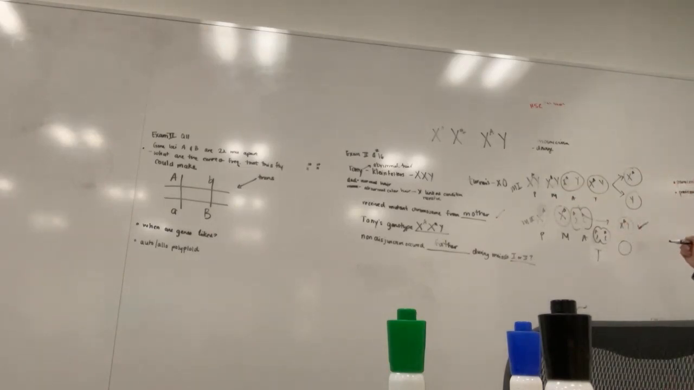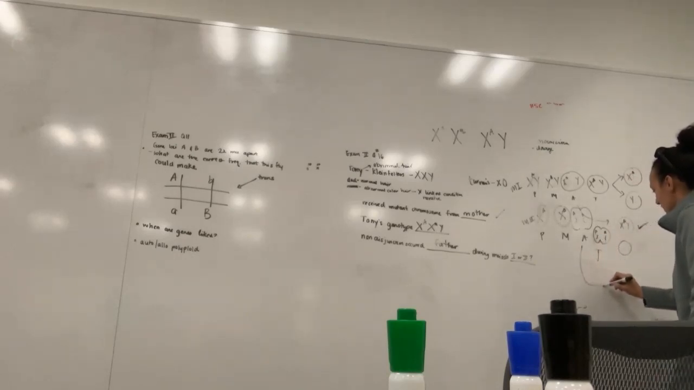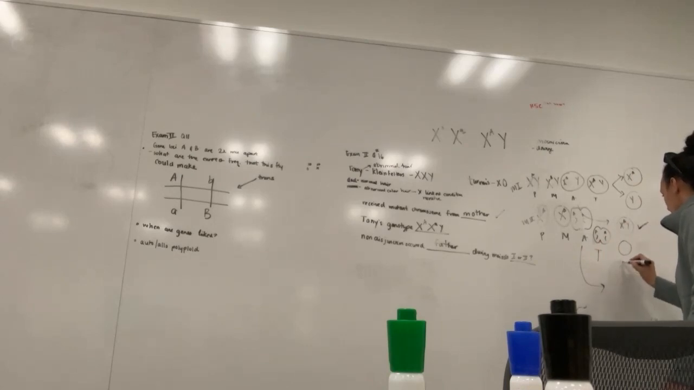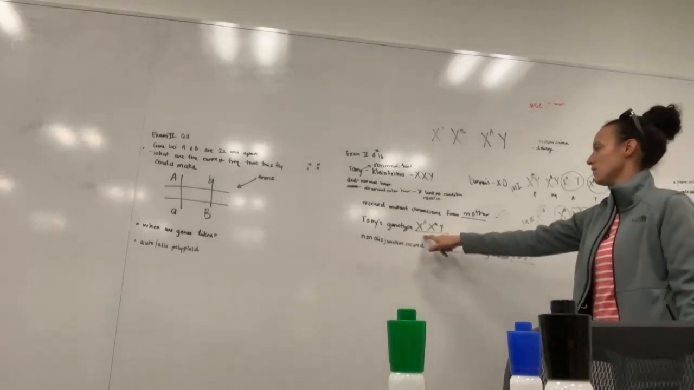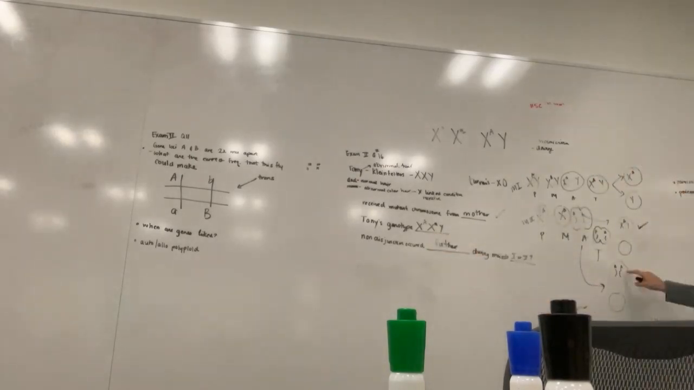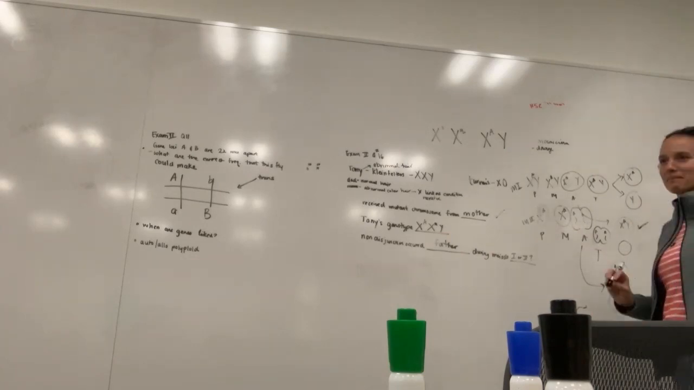But let's say we had non-disjunction occur at anaphase, the end result would be two copies of A and an empty cell. So we only have one copy of the big A here, and this one has two copies of the big A. So that's not what we're looking for. So it'll happen in meiosis 1.